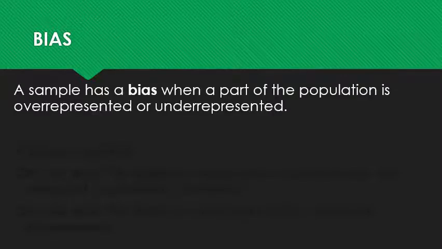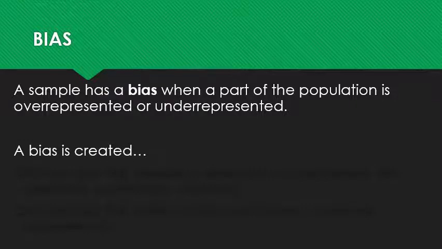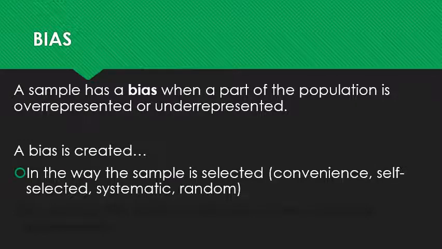Okay, so next we're going to talk about bias. Bias is what happens if you sample your population and for some reason a part of the population is overrepresented or underrepresented. The convenience, self-selected, and systematic sampling methods are more likely to have bias because you're not randomly selecting out of the population.